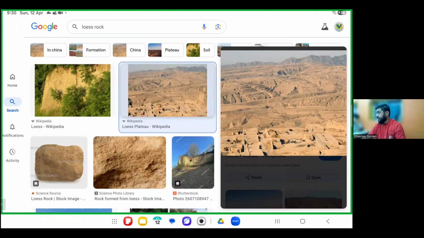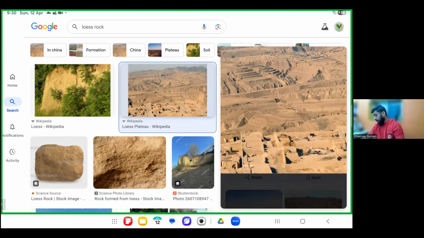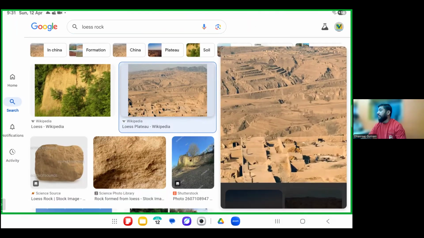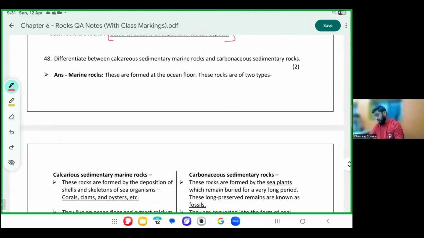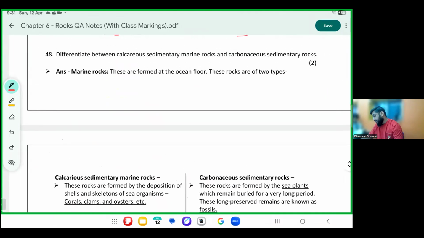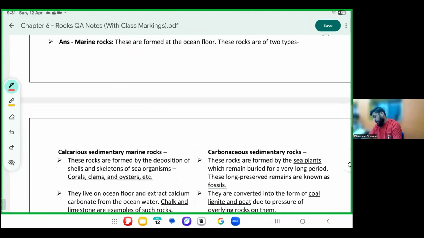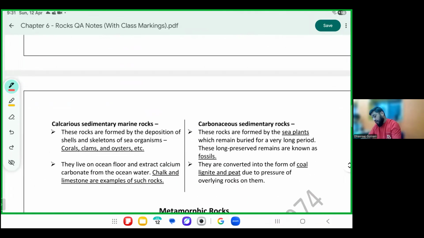Aeolian rocks are formed because of sand particles coming together. They are mainly found in deserts. Yes, the process is the same which we studied yesterday: compaction and then sedimentation. There are two types of marine rocks: calcareous and carbonaceous.